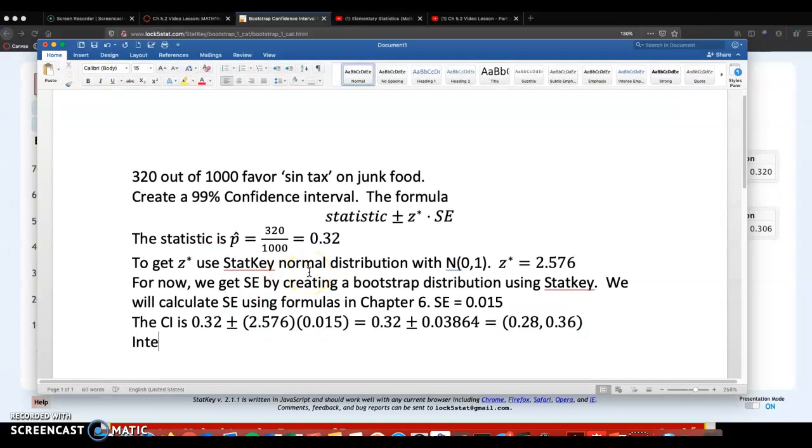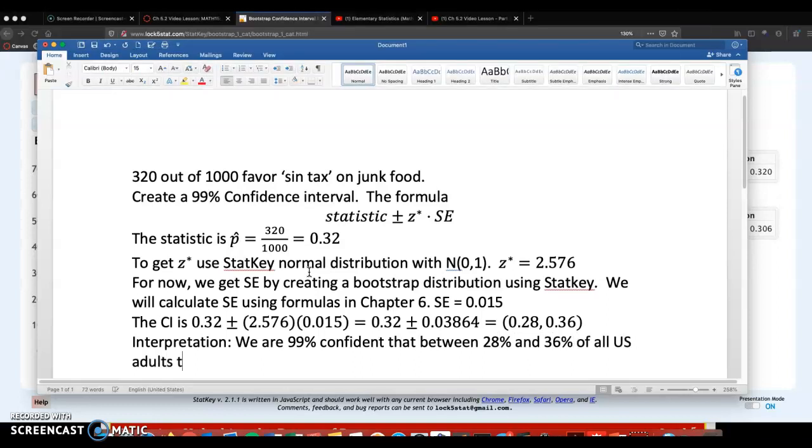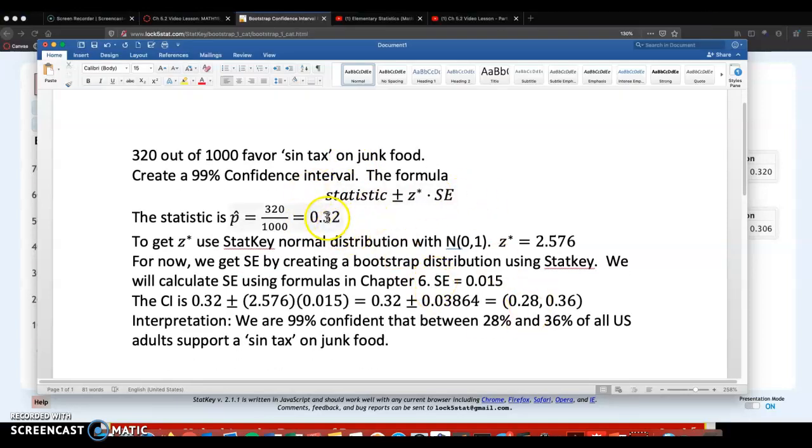All right, and if we look at interpretation, we are 95% confident. Let's go back. 99% confident that between 28% and 36% of all U.S. adults support a tax on junk food. So we have the sample statistic, 32%, and it looks like we added about 4% to get a 99% confidence interval.